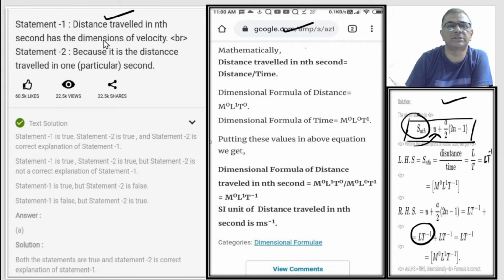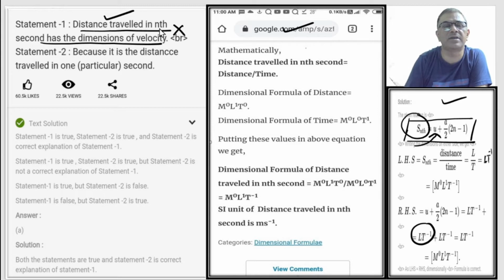And look at this clip over here. Over here the statement is: distance traveled in the nth second has the dimension of the velocity. This is a false statement. As long as it's a distance traveled, dimensional formula got to be length only. Dimensional formula got to be L only.